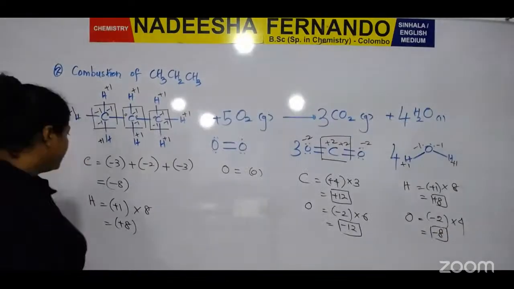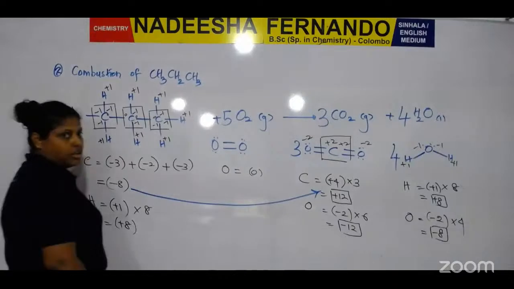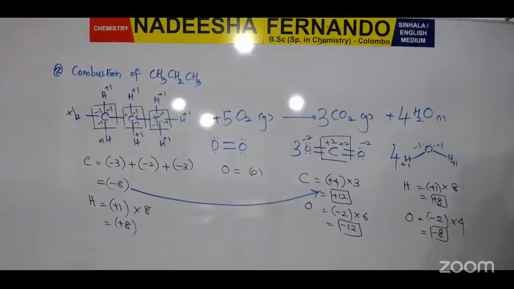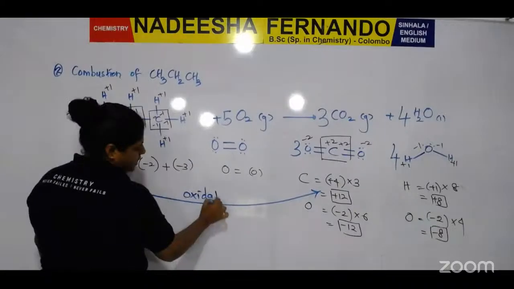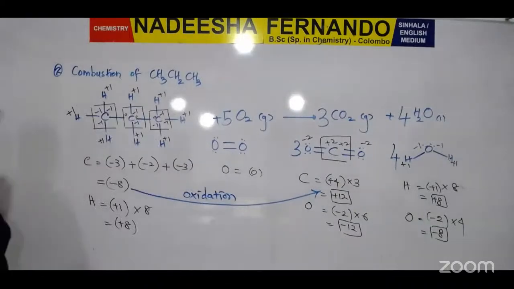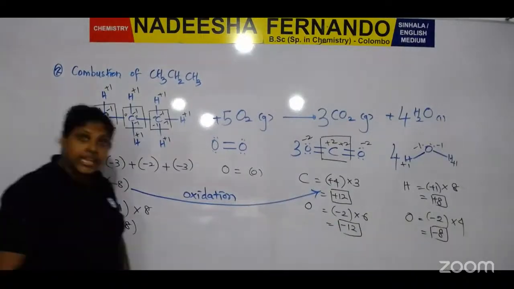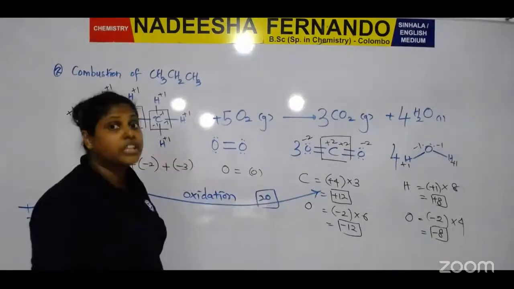Here, minus 8 goes to plus 12. So positivity increases. Increasing positivity we call oxidation. Oxidation: starting from minus 8 to 0, then to plus 12. Minus 8 to 0 is 8, 0 to plus 12 is 12. So totally 20 electrons are removed from carbon when it forms carbon dioxide.